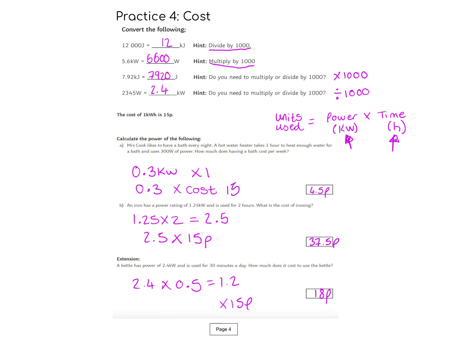Exactly the same thing for this one. Again, it was in kilowatts and hours, so you had 2.5 units used times 15p, which gave you 37.5p. Last one then, be careful because that was in minutes, so you've got to change it to hours, which would mean 0.5 hours. So that would be 1.2 times 15, which would give you 18.